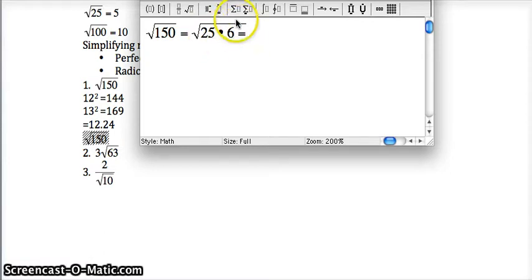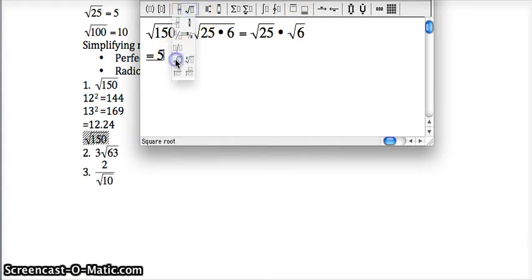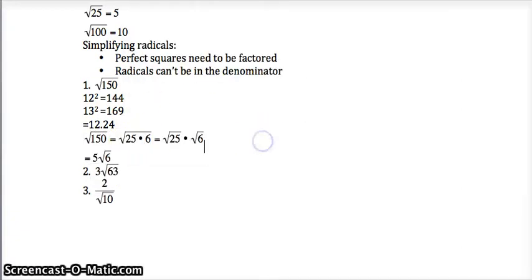So if it helps you to think about it, you can think of this as the square root of 25 times the square root of 6, like that. And so that becomes equal to 5 times the square root of 6, which is 5 root 6. There. So the square root of 150 is 5 root 6. Now it's simplified. If you take 5 and you multiply it by the square root of 6, you get the same thing. You get 12.24. You can try that out on your own if you're not sure.